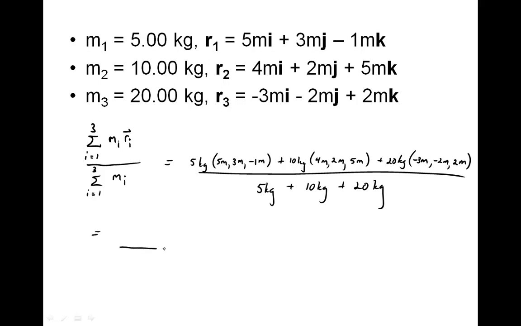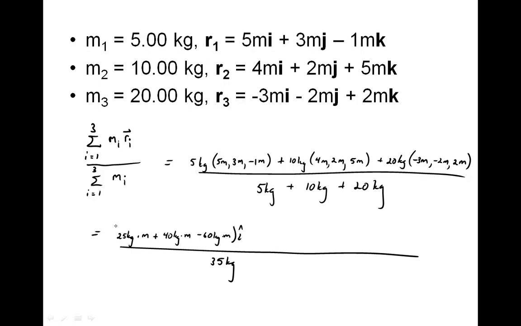So the denominator here is 35 kilograms. And the numerator is going to be 5 kilograms times 5 meters, so that's 25 kilogram meters, plus 10 kilograms times 4 meters, so that's 40 kilogram meters, plus 20 kilograms times minus 3 meters, so that's minus 60 kilogram meters. And that's all the i components put together. And then the j, I'm going to have 15 plus 20 minus 40, so 15 plus 20 is 35 minus 40, so that's negative 5 kilogram meters in the j hat direction.